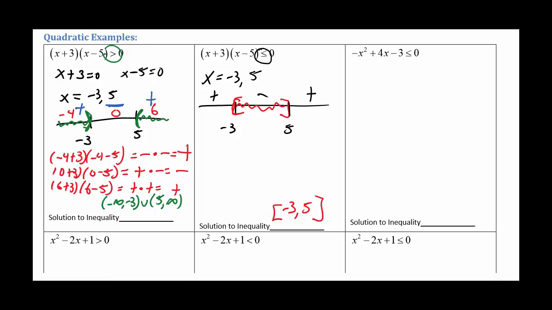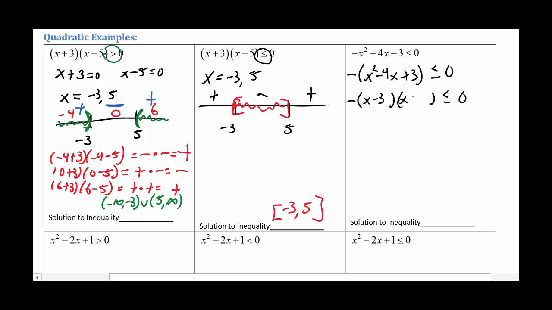All right, let's look at this next one. This time I have to do some factoring. I can see easily that I can take a negative out, so let me do that. So negative x squared plus minus 4x plus 3 is less than or equal to 0. And then I want to do the factors on that. And so that would be x minus 3 and x minus 1 would be my factored form.